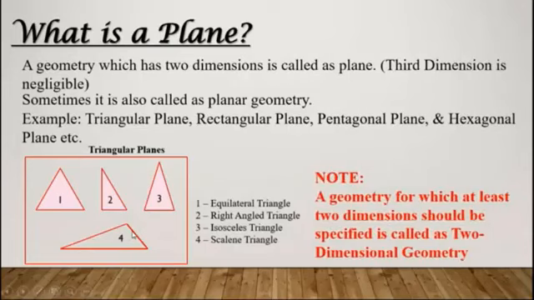The most important note here is that a geometry for which at least two dimensions should be specified is called a two-dimensional geometry. I am using the words 'at least' here because for these three cases two dimensions are sufficient to describe them, but in case of scalene you need all three sides, which are different.